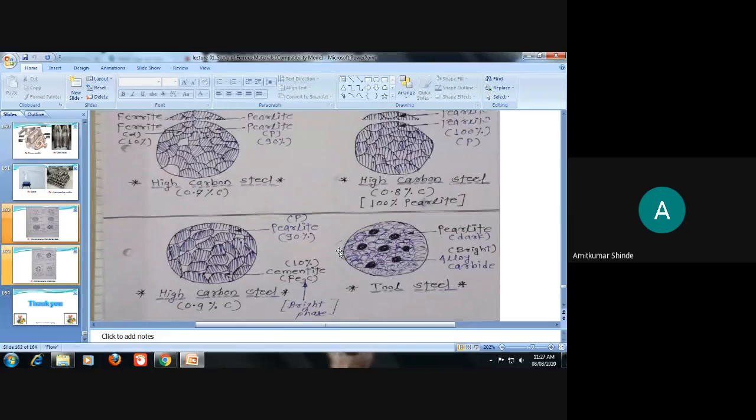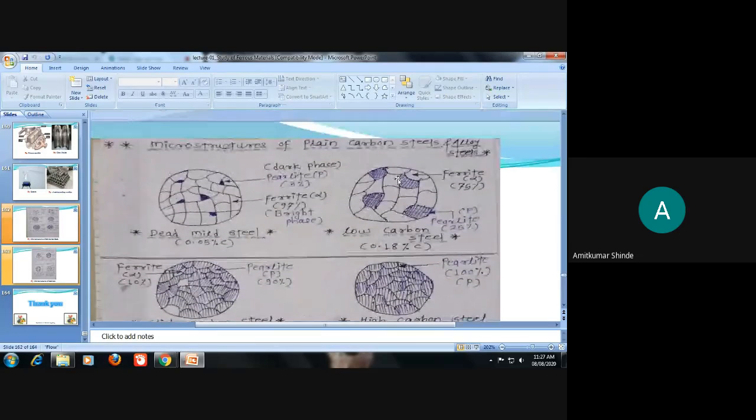So this is the microstructure of the plain carbon steel and alloy steel. In that we have discussed the microstructure of low carbon steels, which consists of bright phase ferrite and dark phase pearlite. When carbon percentage is lower, the amount of ferrite will be on the higher side. For example, 0.1% or 0.2% carbon, 75% ferrite and 25% pearlite. When carbon is very less, then above 95% ferrite will be there, and pearlite will be 3 to 5% only.